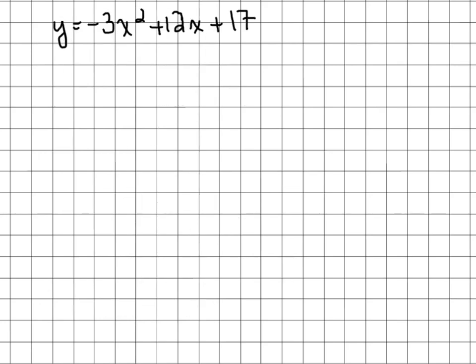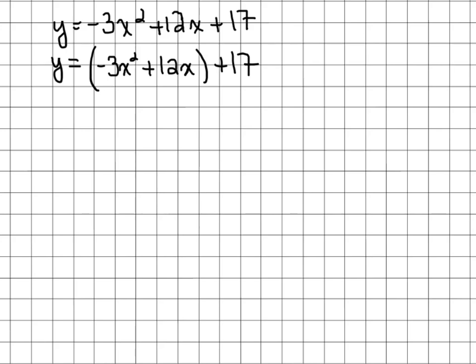Okay, so one more example. Y equals -3x squared plus 12x plus 17. We're going to put that into vertex form. So again, we are grouping our x squareds and our x's together because we don't care about the units until the very end.